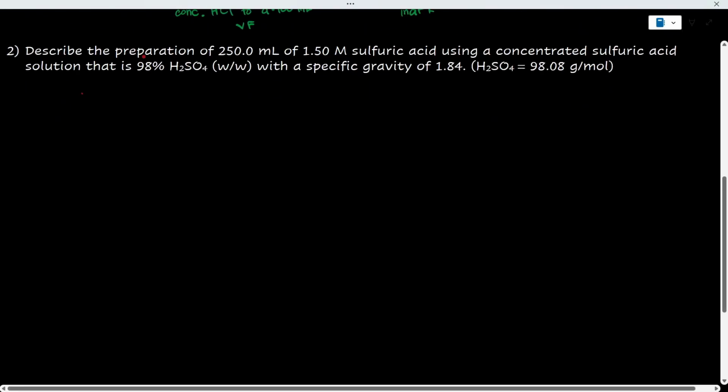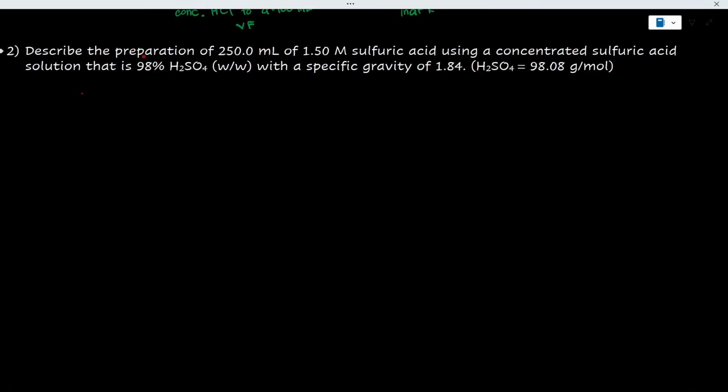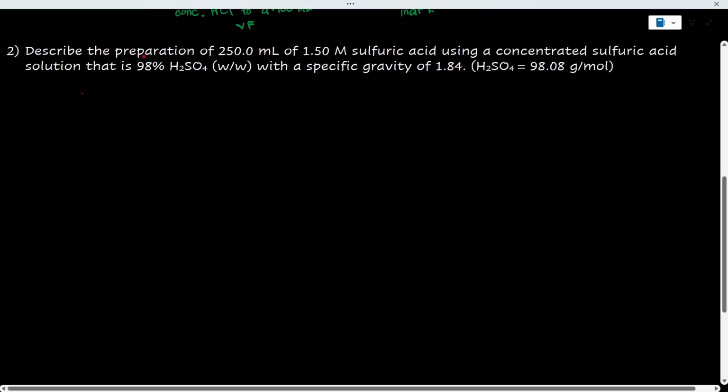Number 2: describe the preparation of 250 ml of 1.50 molar sulfuric acid using a concentrated sulfuric acid solution that is 98% H2SO4 weight per weight with a specific gravity of 1.5. Given the molar mass is 98.08 per mole.